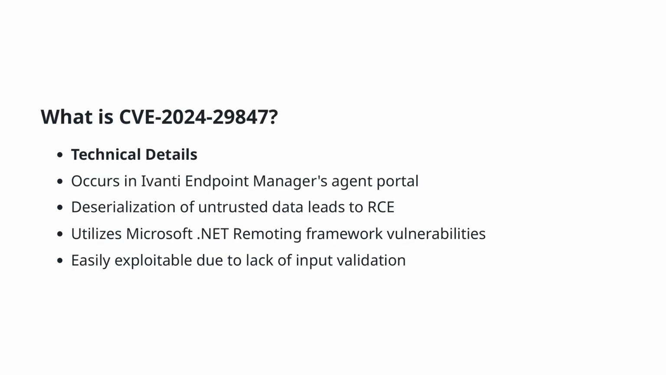This slide focuses on the technical details of CVE-2024-29847, a vulnerability present in the agent portal of Ivanti Endpoint Manager. The issue arises from the deserialization of untrusted data, which can lead to remote code execution. This vulnerability is particularly concerning as it leverages weaknesses within the Microsoft .NET remoting framework. A significant factor in its exploitability is the absence of robust input validation, making it a simple target for attackers to exploit and gain unauthorized access. Understanding these aspects helps in formulating effective defenses and responding to potential exploits.